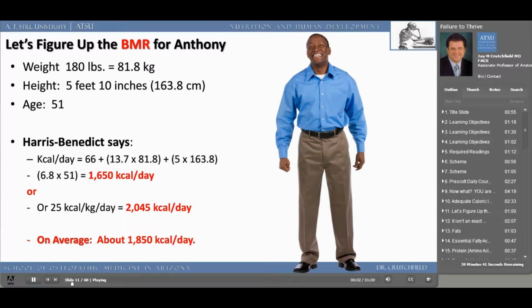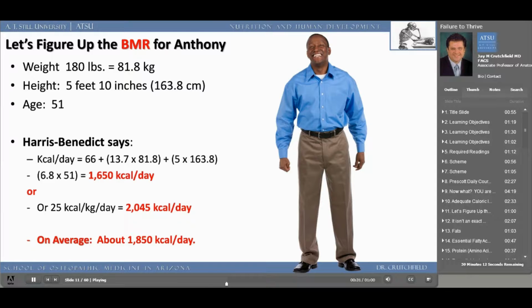Okay, here's Anthony. Anthony weighs about 180 pounds, and if you do the math, it's about 82 kilograms. He's 5 feet 10 inches tall and 164 centimeters in size, and he's 51 years old. The Harris-Benedict equation says that he should have about 1,650 kcals per day just to lay in bed with his eyes closed, breathing. But if you use 25 kcals per kilogram per day, you see it's about 2,045.